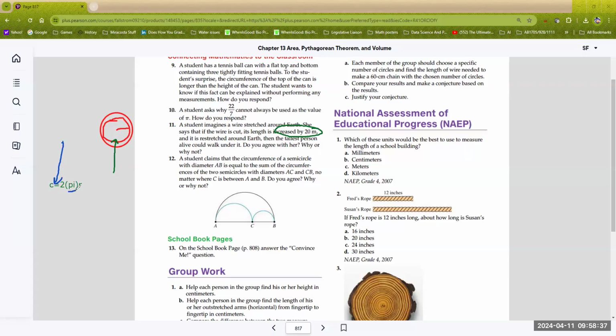And pi, use the pi button on your calculator. Do not use 3.14, use the pi button. And then you can solve for the new radius. And once you have the new radius, you can compare the radius of the original with the radius of the new. And you can see, is it big enough that someone could walk underneath it? You might disagree, but that's why we do the math.